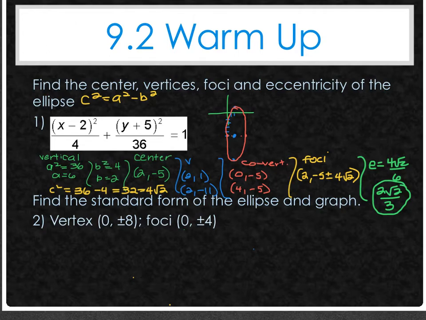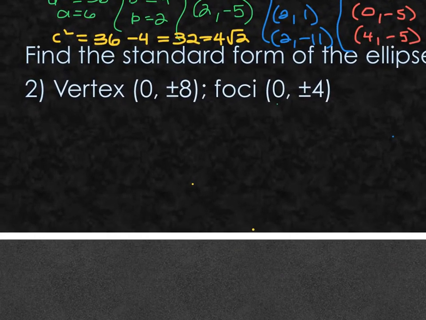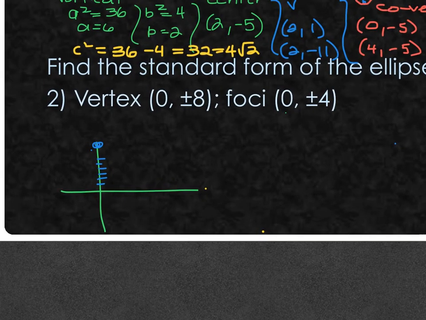Questions on that one? All right, number 2 says find the standard form of the ellipse and then graph it. So now we're flip-flopping it. Now I'm giving you information about it, and you've got to figure out the equation. So I would, again, recommend drawing yourself a little picture. Vertex being (0, plus and minus 8) means I'm going up 8, down 8. Already that tells you what piece of information? I can find the center halfway between it, which would be (0, 0).